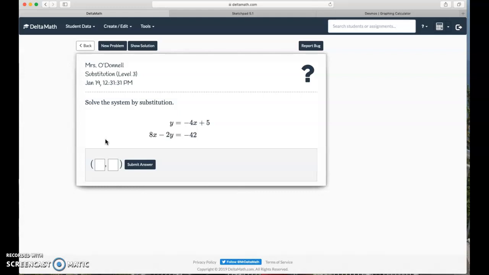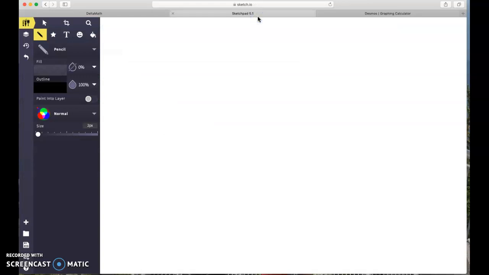All right, so let's see here. Our first equation is y equals negative 4x plus 5, and the second equation is 8x minus 2y equals negative 42. And if you're doing this at home, you should really just write this down on paper, right? You should have paper out next to you, writing it down. That's the first thing that I do when I solve these kinds of problems, right?